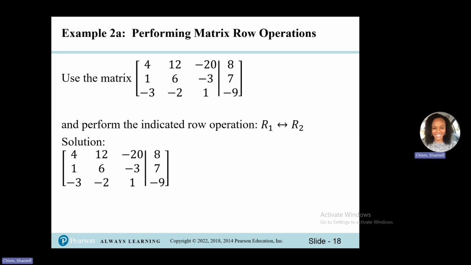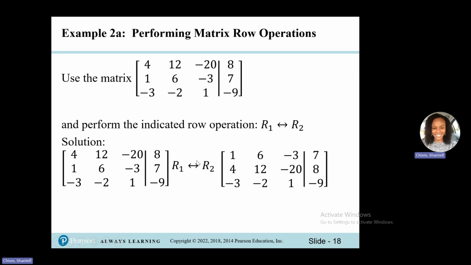So here it says perform the indicated row operation. This is just where you're swapping or switching row 1 and row 2. So where row 1 was, it gets moved to row 2. They're just swapped. So this now becomes row 1. That second row here is now the top row, first row, and then the first row here is now the second row.